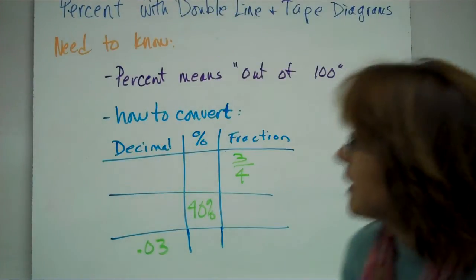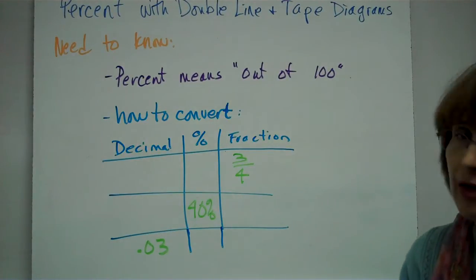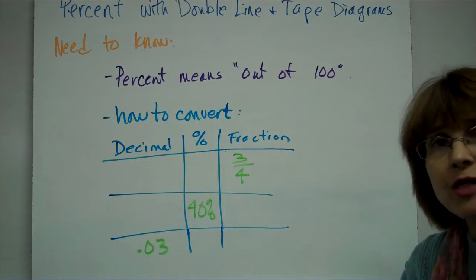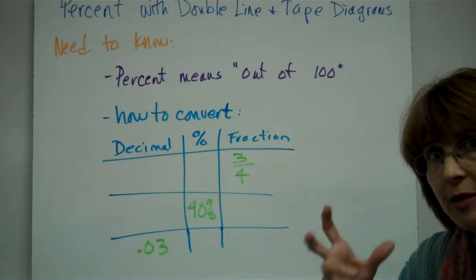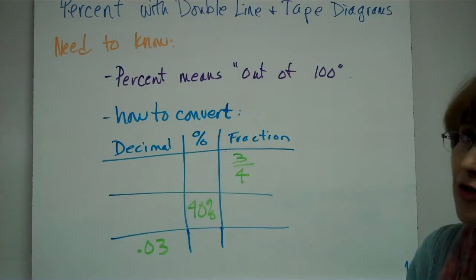We're going to now learn about percent with double line and tape diagrams. It's another way to do proportions, but this time it's when you have proportions and percents together. Some things you need to know.